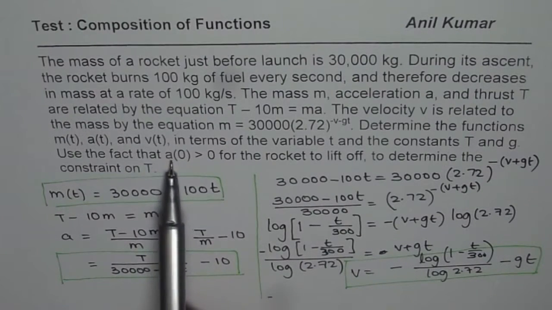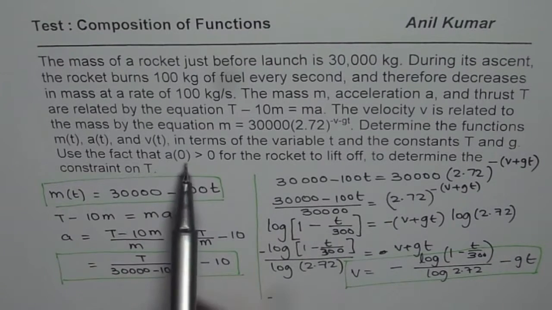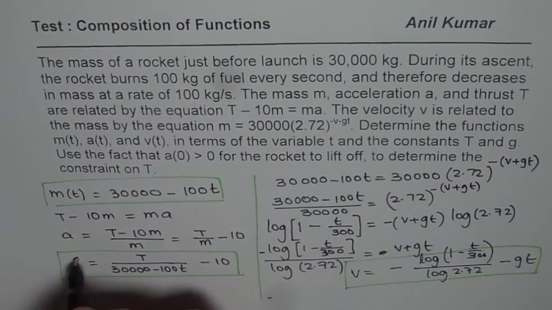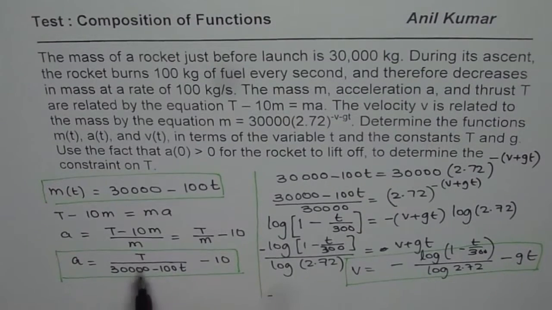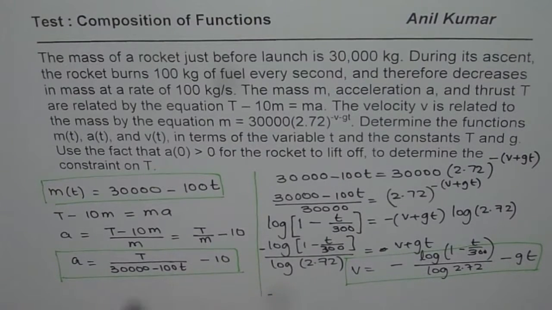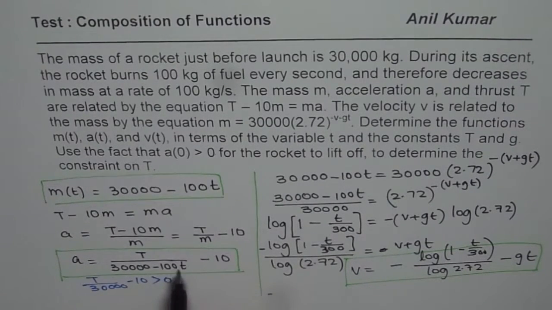So we need to have acceleration as positive. Now acceleration is given here. For acceleration to be positive at t equals 0, if I substitute t equals 0, then what happens? Let me now work on this equation of acceleration. Now we want this expression to be greater than 0 when t is 0. So if t is 0, then I have T over 30,000 minus 10 is greater than 0. When t is 0, minus 100t will be 0.